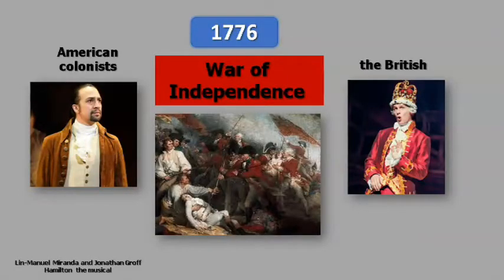So, there were big problems between the American colonists and the British, and this led to war. War is fighting between countries that goes on for a long time. Independence is freedom, freedom from someone else controlling you. So in 1776, the War of Independence began between the American colonists and the British.